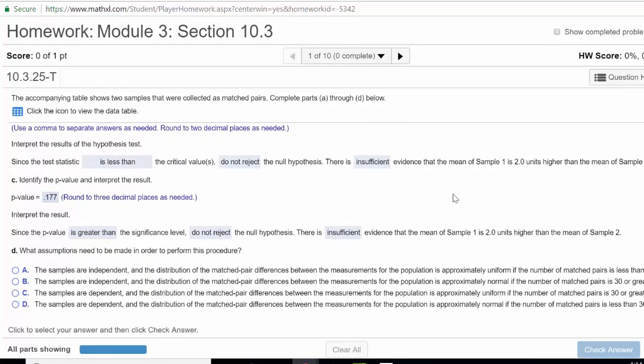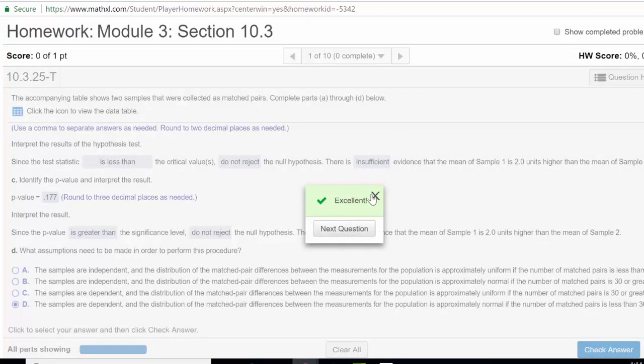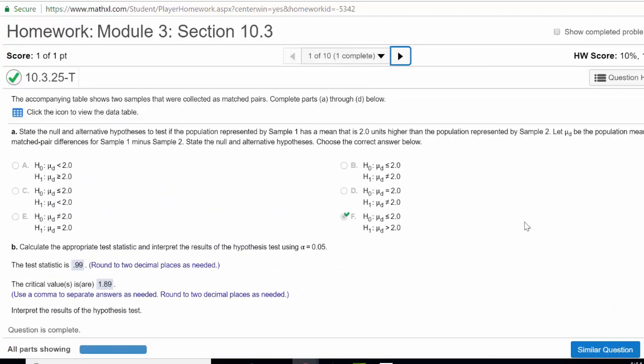One last thing. What assumptions should we make in order to perform this procedure? Well, the samples are dependent, so it's either C or D, and the difference must follow which distribution? Not uniform, normal, right? Normal distribution. So that would be part D here. So that is your first problem. That's just checking the mechanics of doing a hypothesis testing for paired set of data.